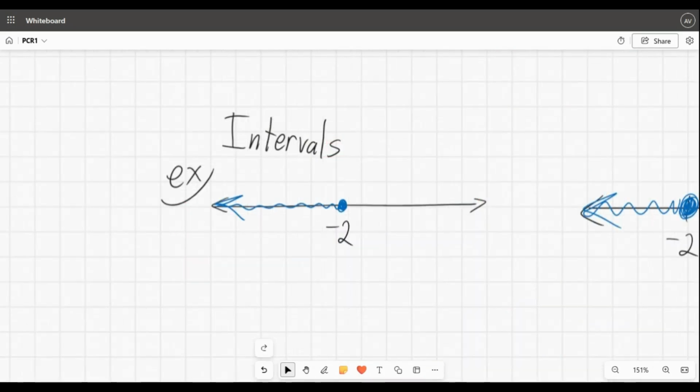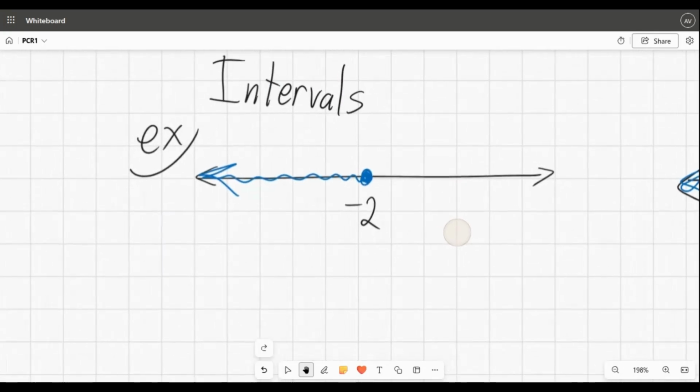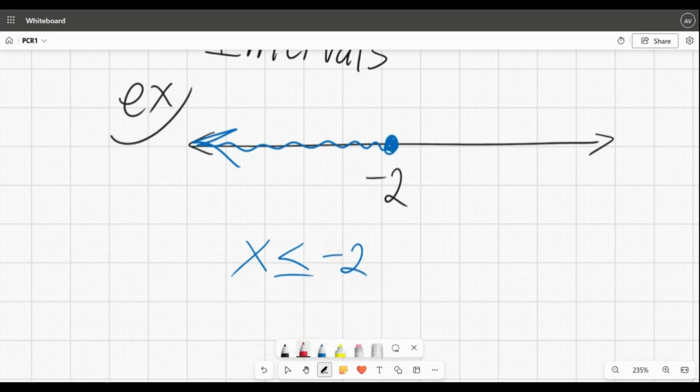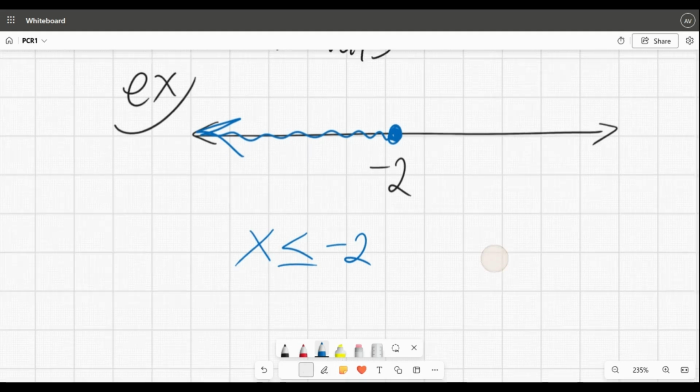So there are many ways to describe intervals. There are 2 big ones, and then there's a third one that comes in handy sometimes. So I'm going to really emphasize the first 2. We can use an inequality to describe this. Let's say we're using the variable x. x is less than or equal to -2. Because all these values are less than, and because this is a closed circle, it can be equal to -2. Inequalities are very handy for algebra, so we'll get into that some other time.